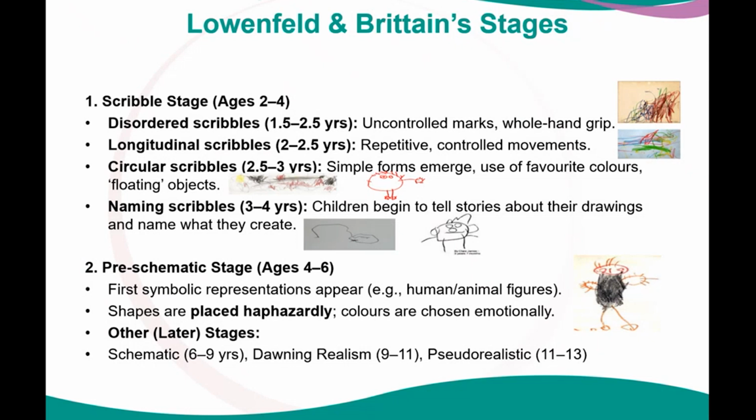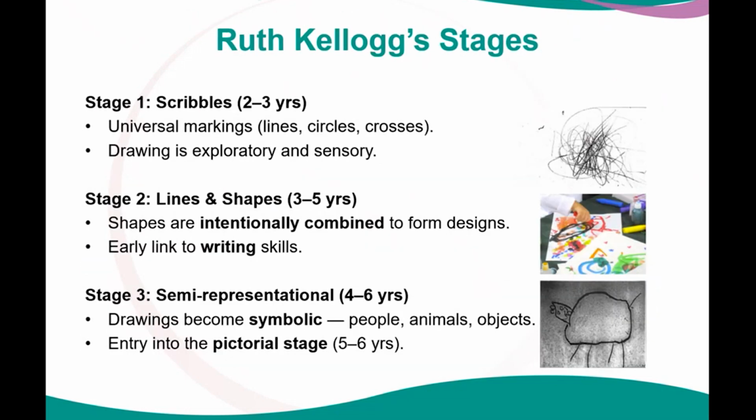Lowenfeld identified other stages which will be mentioned for the sake of completeness. Schematic stage, which is 6 to 9 years, dawning realism, 9 to 11 years, and the pseudo-realistic stage, 11 to 13 years. And if you want to read more about those stages, you can find the link in the study guide that will bring you there as well.